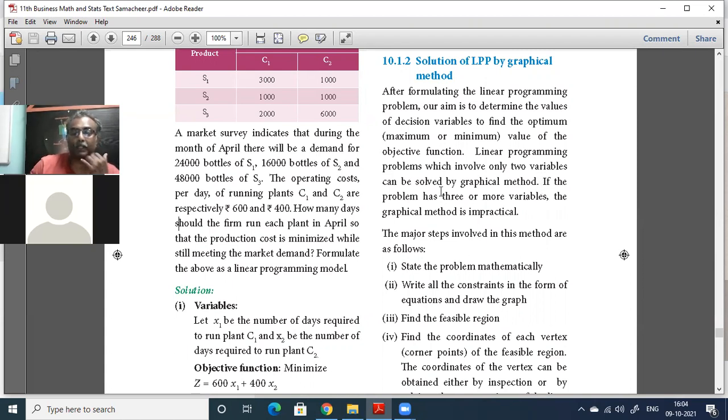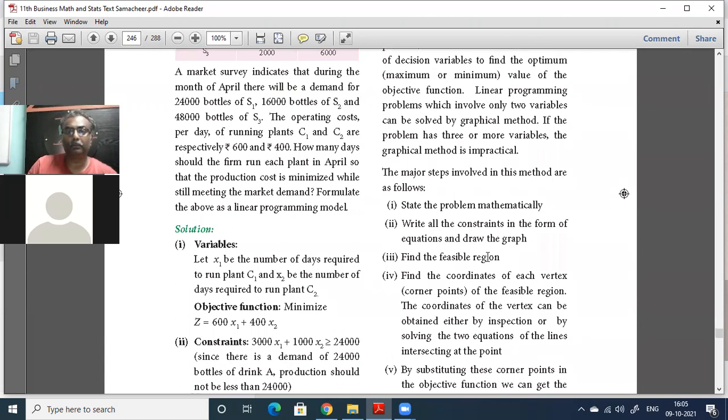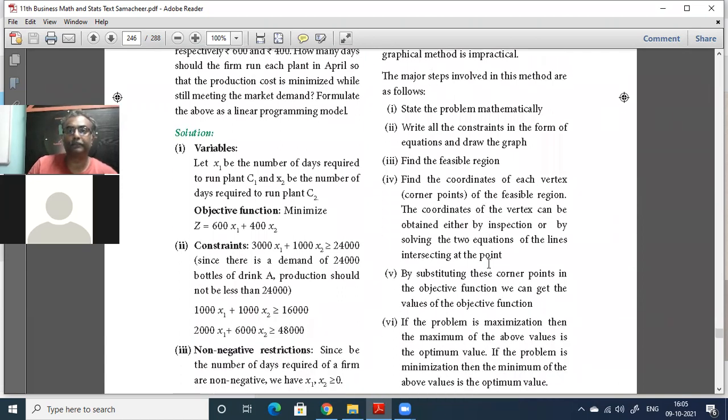But if you have three decision variables, x1, x2 and x3, or more, then the graphical method is not possible. You cannot use a graphical method. So right at the beginning, you check if the decision variables are only x1 and x2. If more than two decision variables are coming, graphical method is not possible. Okay, what to do? How to do this thing?